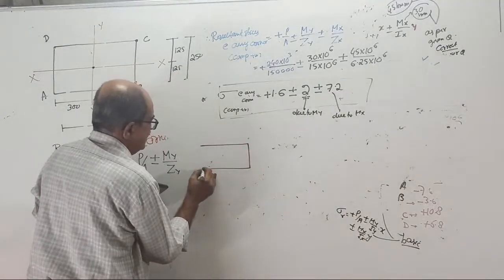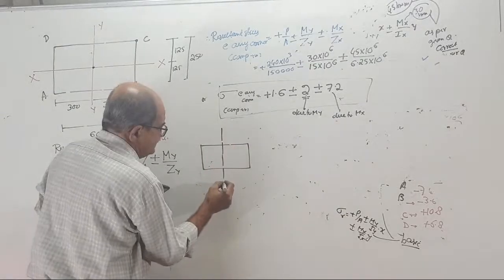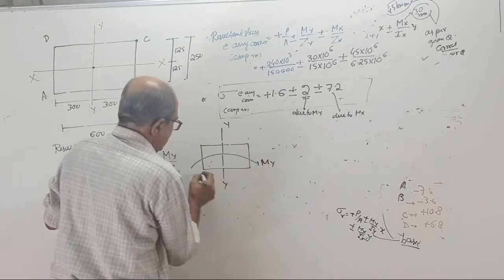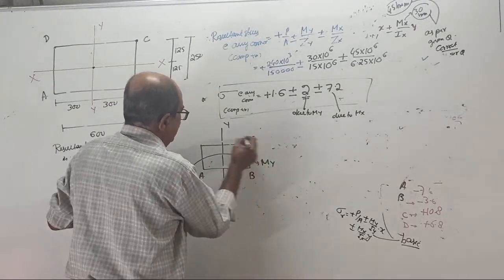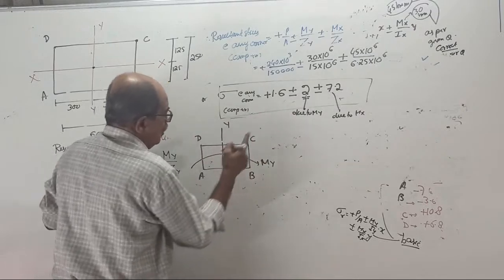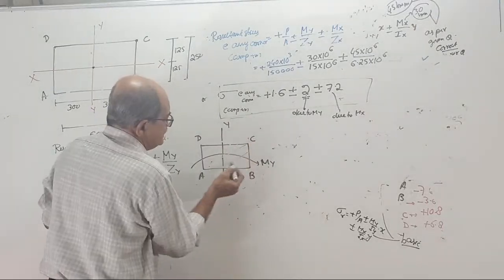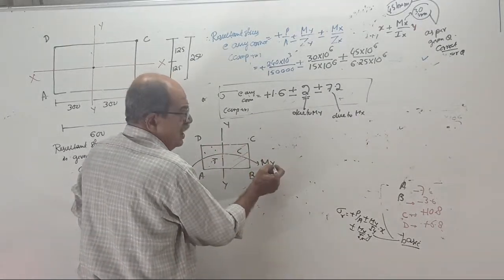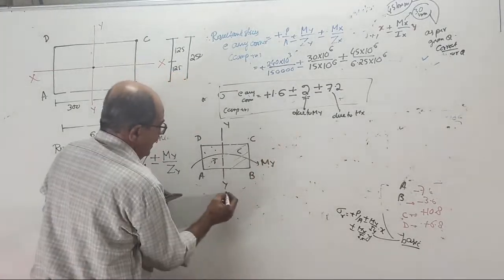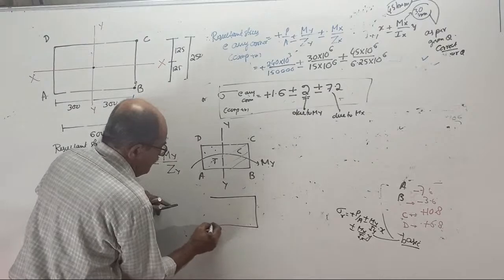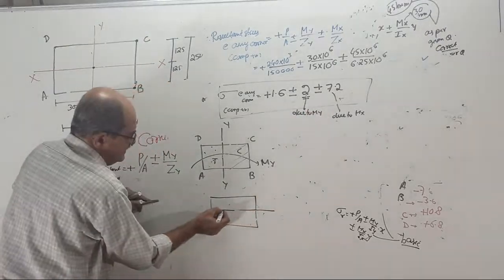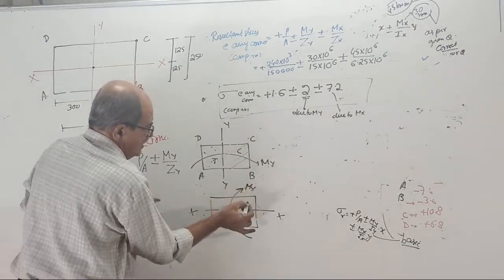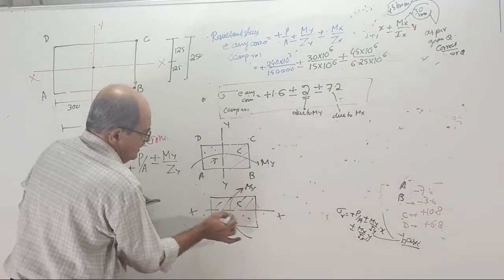See, this is the Y axis. My is like this. This is A, this is B, this is C, this is D. Therefore, for My, this side is compression, this side is tension. Therefore, when you substitute, now same way, I want Mx. When I want Mx, the X axis is here. Your moment Mx is like this. This is compression, this is tension.